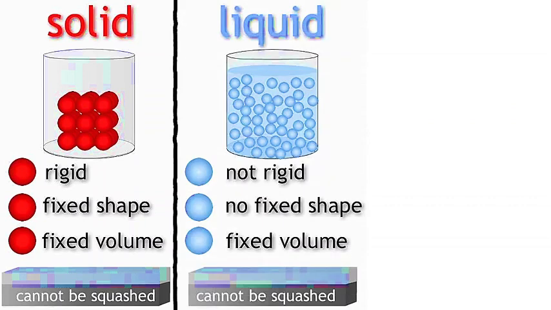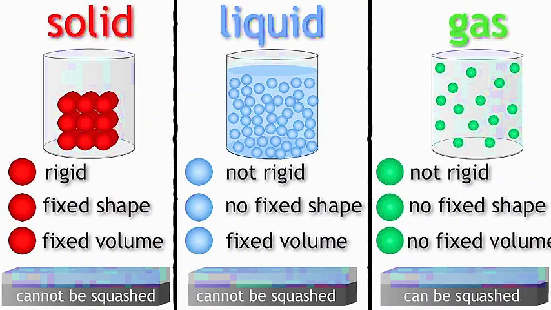In liquid, the particles are not rigid. There is a little bit of space in between and among the particles of liquid, and therefore, liquids have no fixed shape. It means that it follows the shape of its container. Another thing is, just like solids, liquids have fixed volume. If you have, let's say, a liter of water, and you place that liter of water inside a pitcher or a basin, the volume of the water will not change, and therefore liquids cannot be squashed.